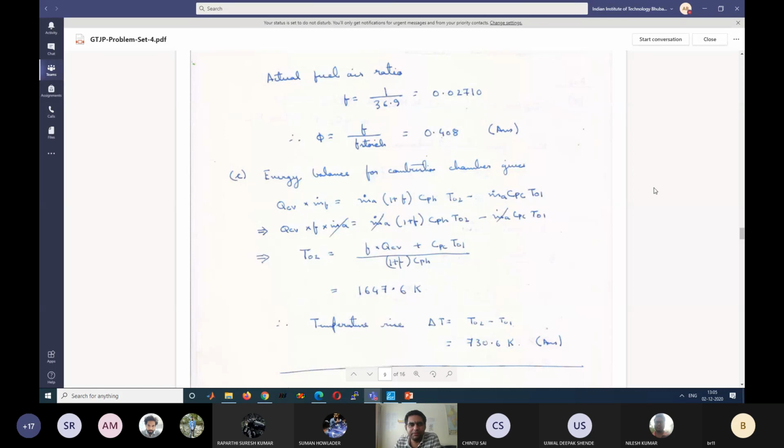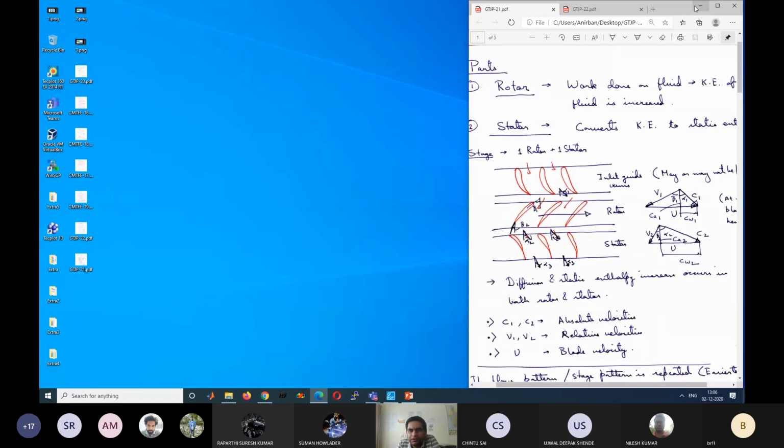So please solve these problems: axial and centrifugal compressors, and the combustion chamber. For the combustion chamber, this is the only type of problem. We have some more theory which we will discuss in tomorrow's class. Please practice these things so that you know if you have any difficulties. I will suggest some more problems in tomorrow's class. Okay, we will stop here.